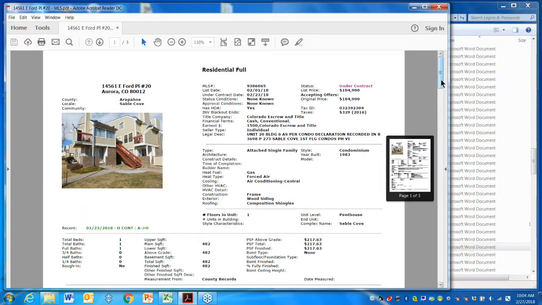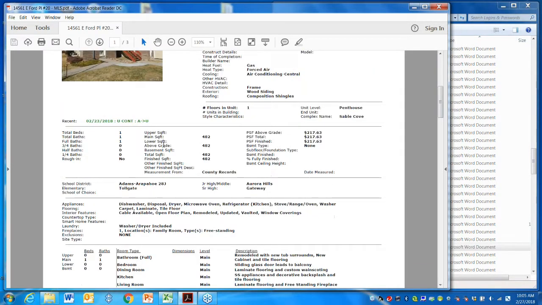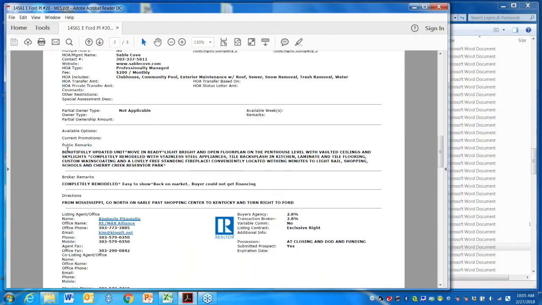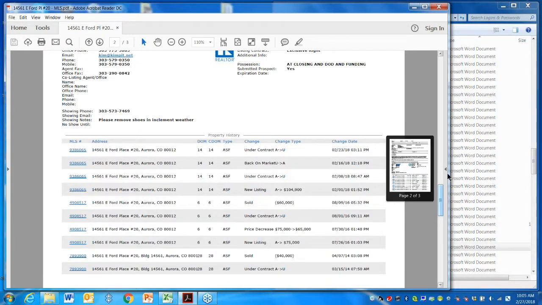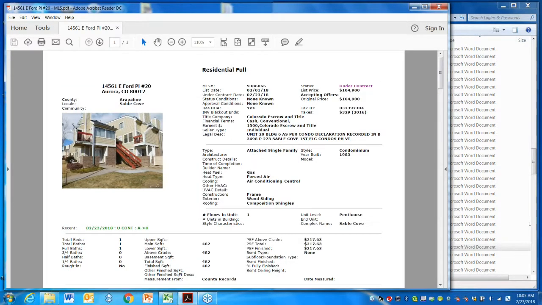So some of the highlights from here that we will put into the spreadsheet: well, you see it's a one bedroom, one bath, so it gives us an idea of what the rent would be. And then going down a little further, beautifully updated unit, move-in ready, light and bright, completely remodeled. So we looked at this for 10 seconds and said, sure, let's go take a look at this and see what we think. Let's see if it makes some sense. So that's what we did.